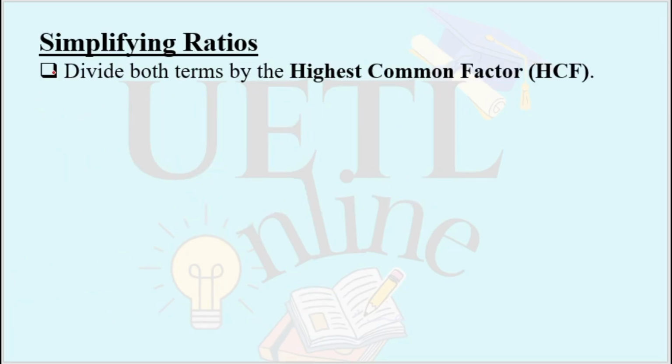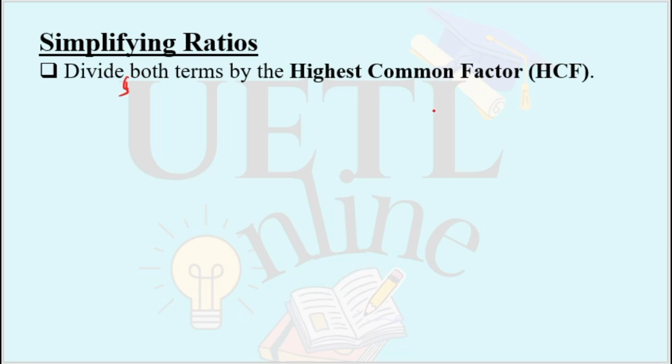Now we know what ratios are, so let's go on and see how we simplify ratios. To simplify a ratio, the only rule is you have to divide both terms by the highest common factor. I said both here because I assume the ratio has two terms. If there are three terms, you just have to divide all the terms by the highest common factor. I believe we have learned how to find the highest common factor.